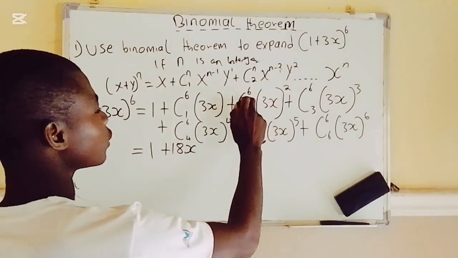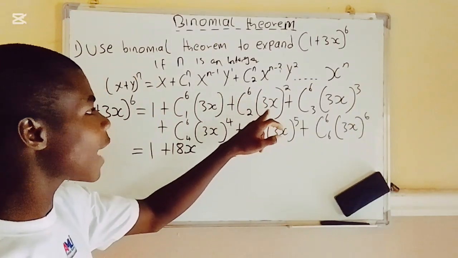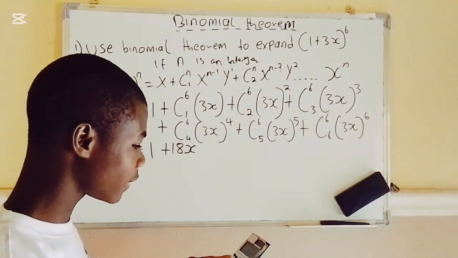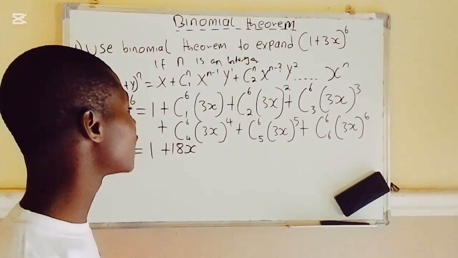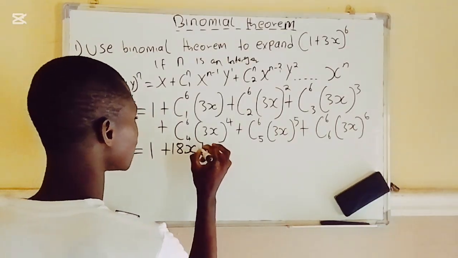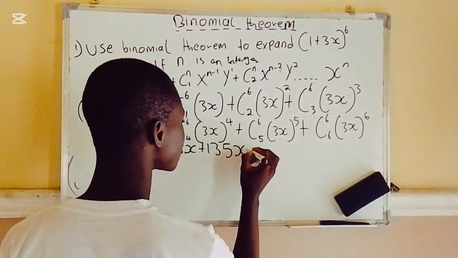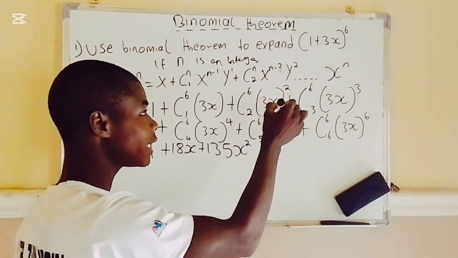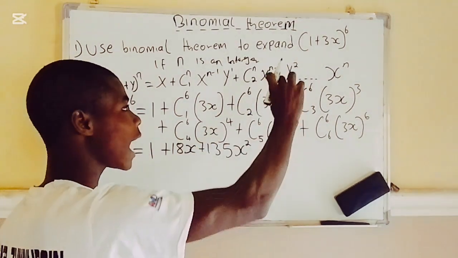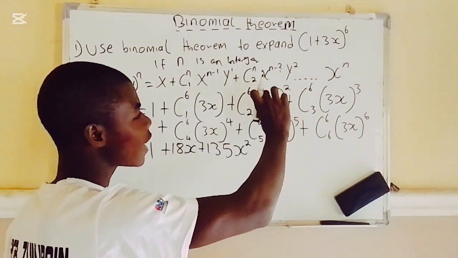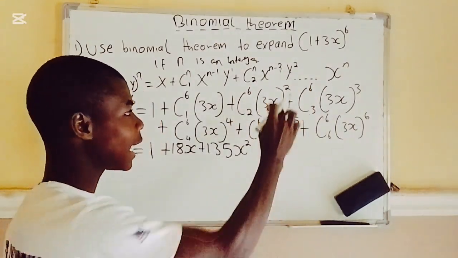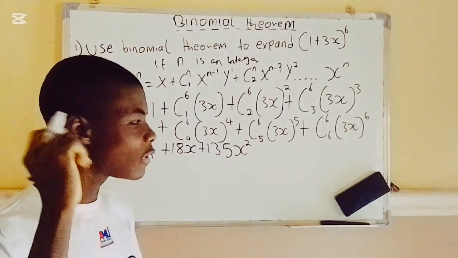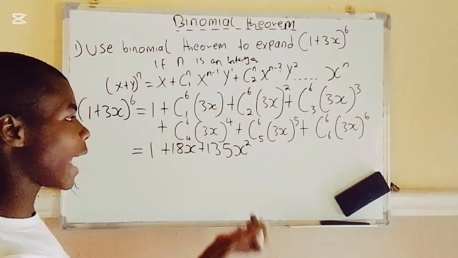So here I have 15. Before then, if I square 3, 3 squared gives me 9. So 9 multiplied by 15 gives me 135. So I have plus 135x squared. I already found the value of this, which is 15. And I have 3x raised to the power of 2, but I have to square this 3. So I squared the 3, which is 9, and then multiplied by 6 combination 2, which gives me 15. So 15 multiplied by 9 gives me this.